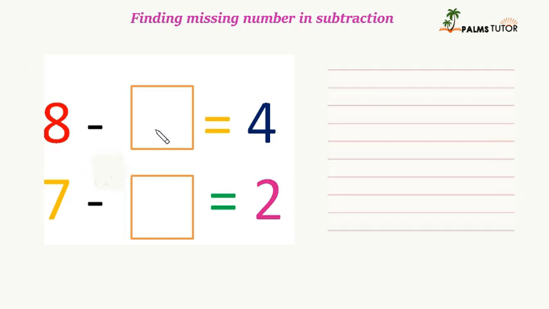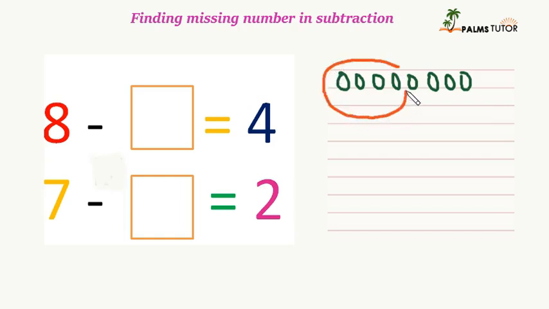8 minus what equals 4? How many do we need to take away from 8 to give us 4? What you need to do first is to count 8. 1, 2, 3, 4, 5, 6, 7, 8. How many do you want left? 4. Count 1, 2, 3, 4, and circle it. That's what we want left.